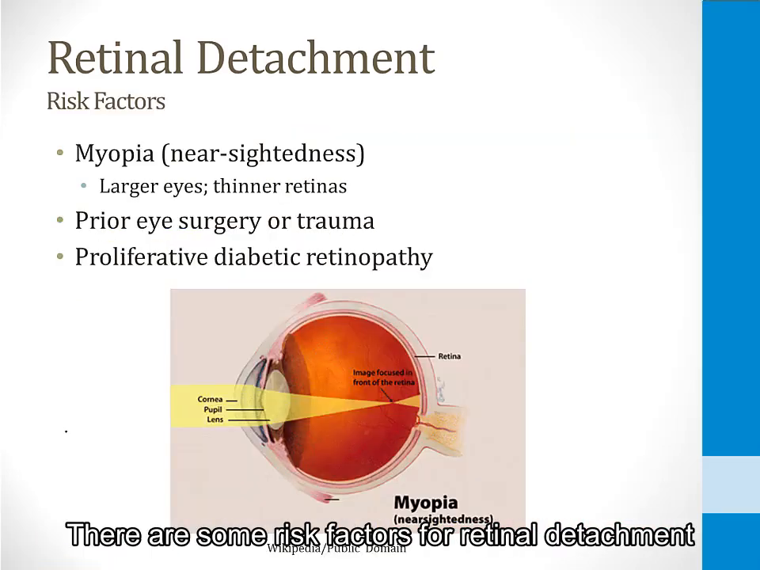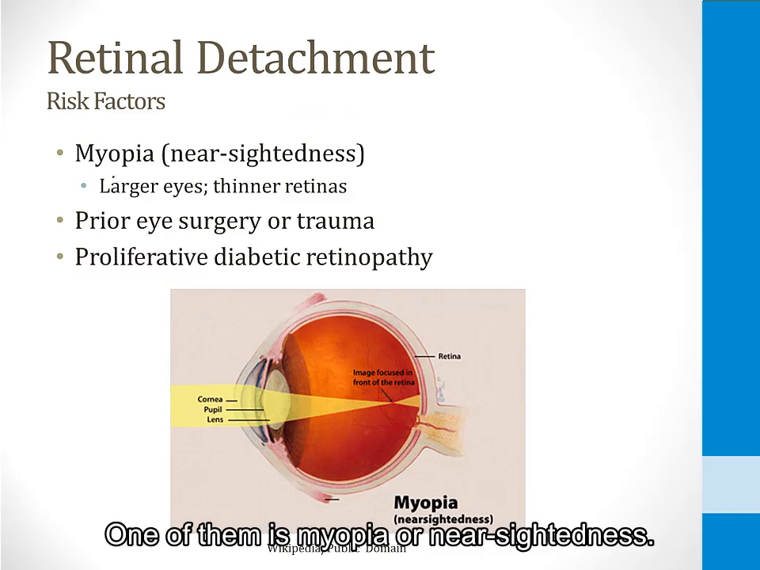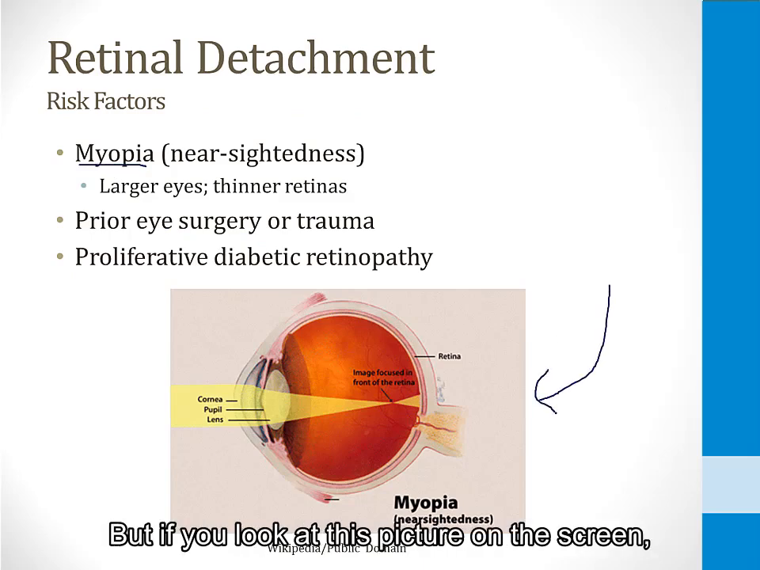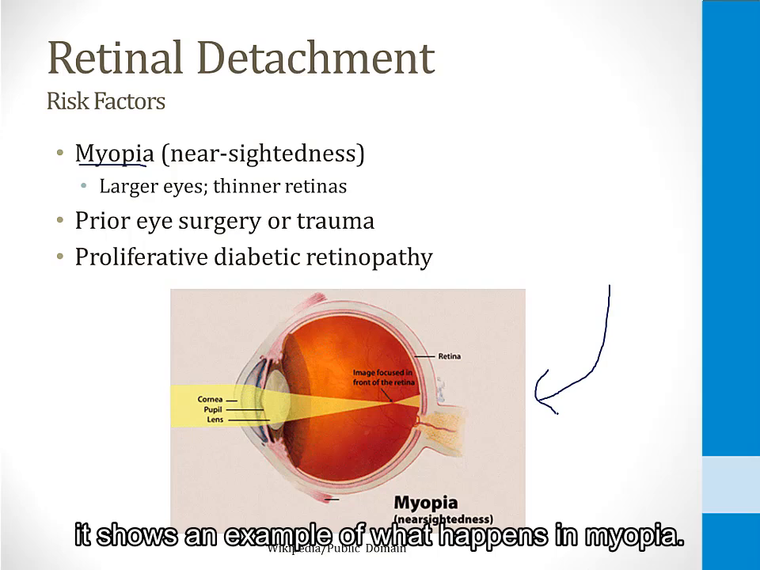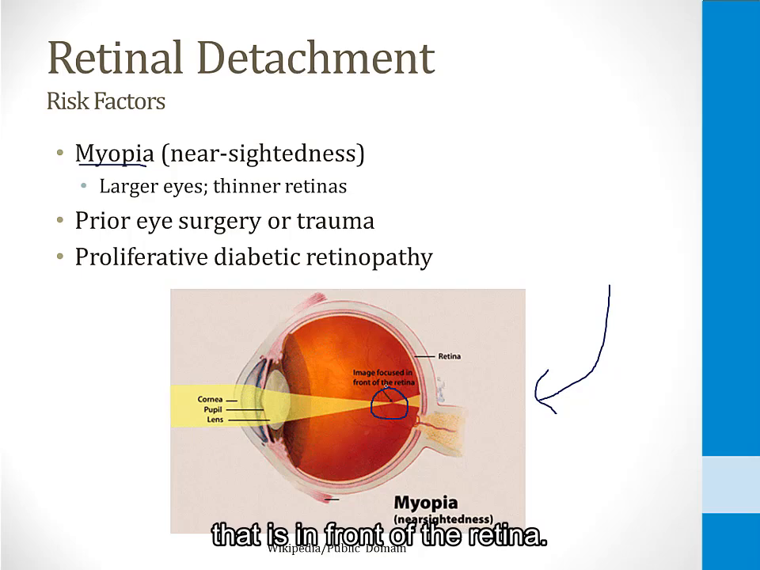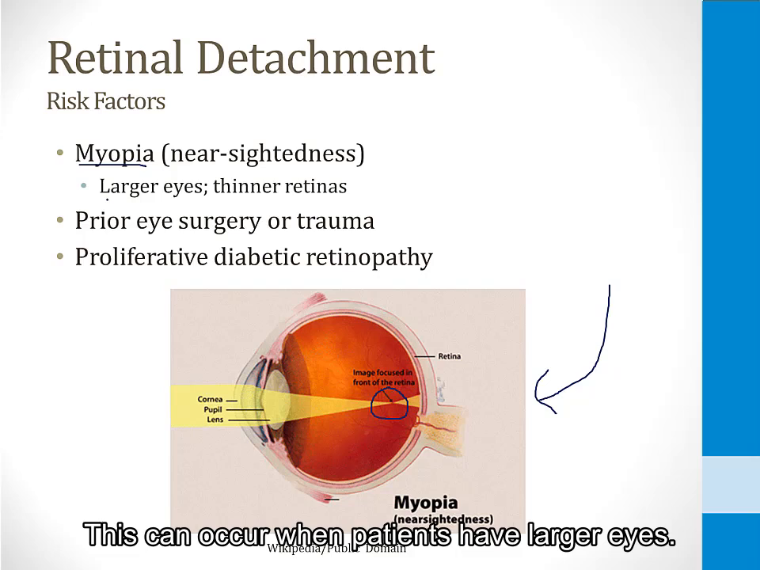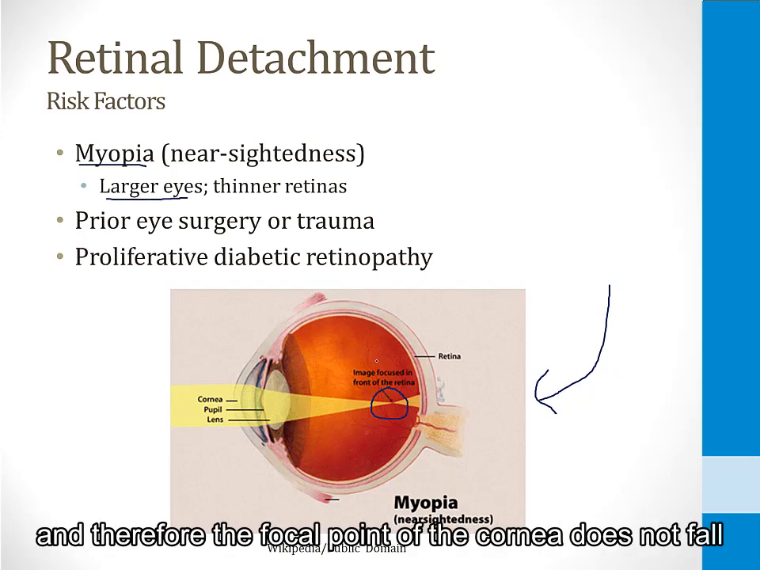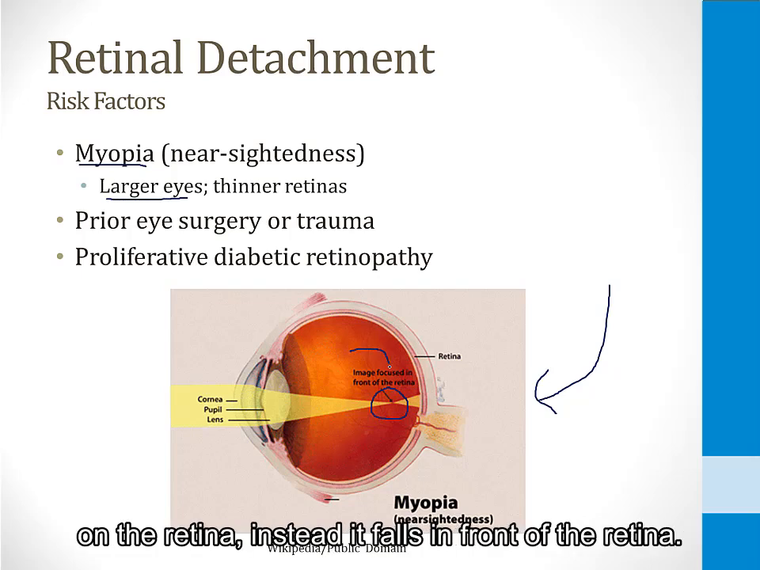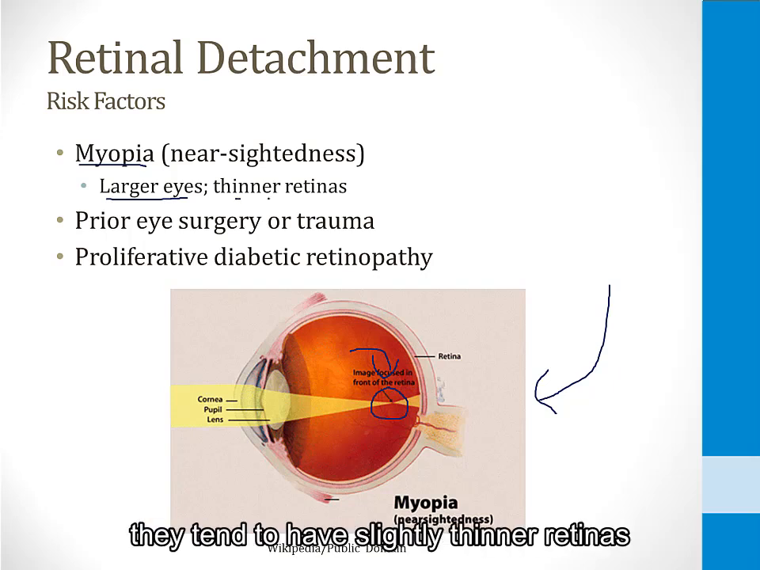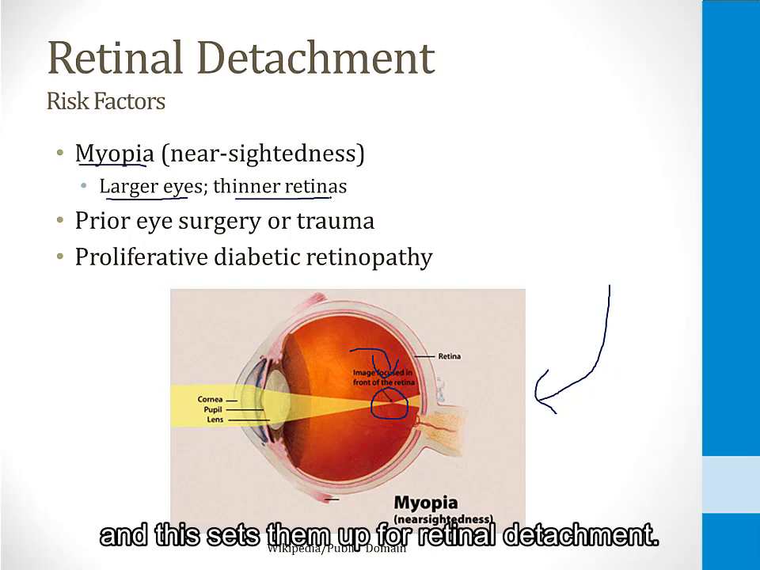There are some risk factors for retinal detachment that you should know. One of them is myopia or nearsightedness. I talk about myopia in detail in the video on the lens, but if you look at this picture on the screen, it shows an example of what happens in myopia. In myopia, the cornea creates a focal point that is in front of the retina. This can occur when patients have larger eyes. In other words, the eyeball is just a little bit too big, and therefore the focal point of the cornea does not fall on the retina. Instead, it falls in front of the retina. When patients have larger eyes, they tend to have slightly thinner retinas, and this sets them up for a retinal detachment.